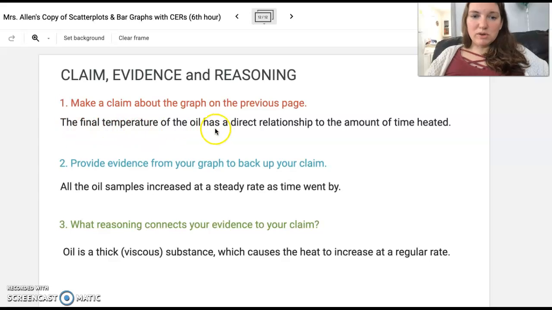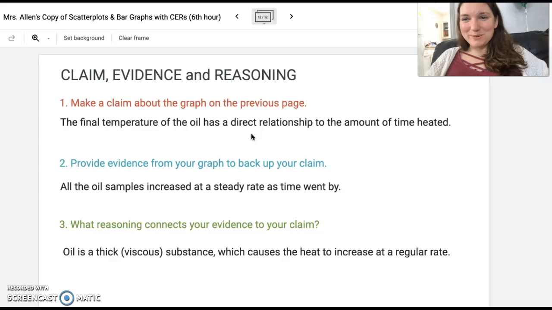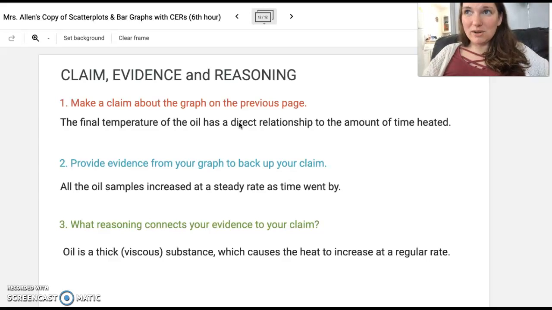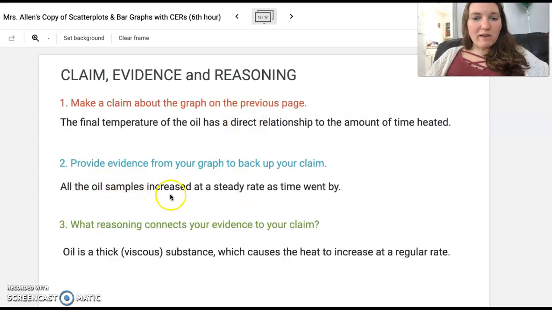The final temperature of the oil has a direct relationship to the amount of time heated. You always kind of get bonus points for using those good vocabulary words: direct, inverse, strong relationship, weak relationship, or no relationship. Oh, and I should have said complex or nonlinear relationship is the other one that you could do instead of direct or inverse. Okay, so evidence is going to be, oh my gosh, I have improved at this since grading all of your stuff.